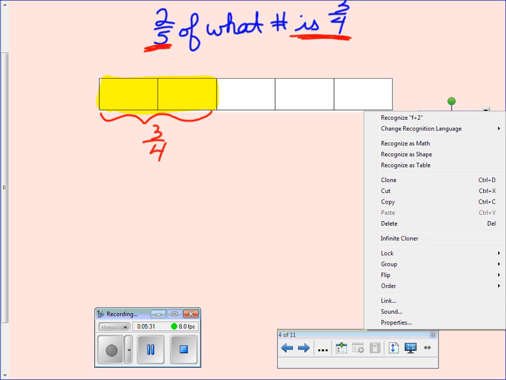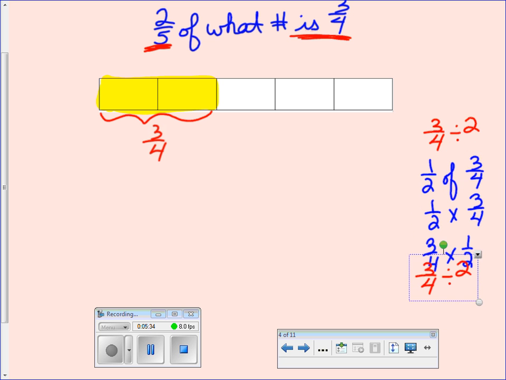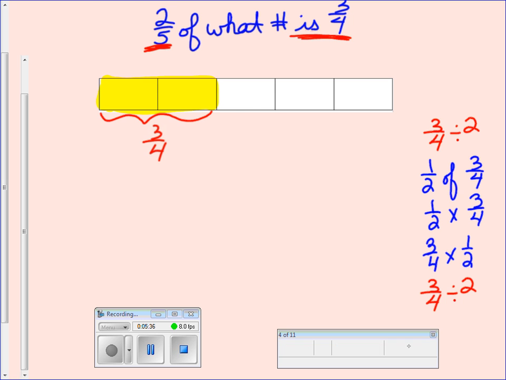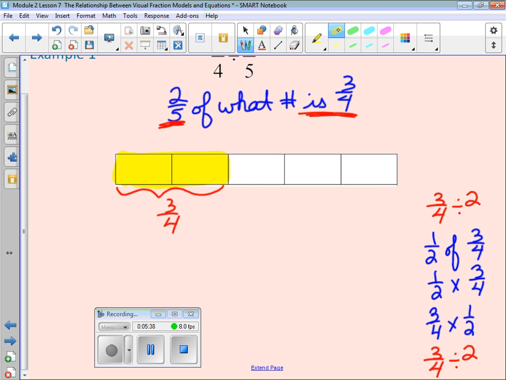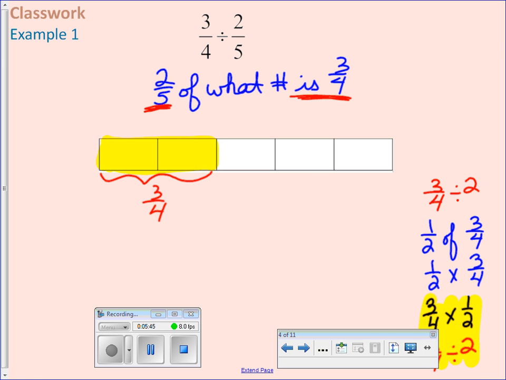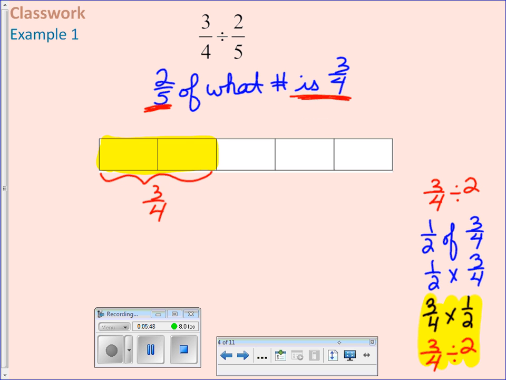So hang on a second. Does that mean that multiplying by 1/2 is the same thing as dividing by 2? We looked at this last week or the week before. So this is a little hint of where we're going with writing our equations for dividing fractions. But this is a little timeout. We're going to get back to our model.